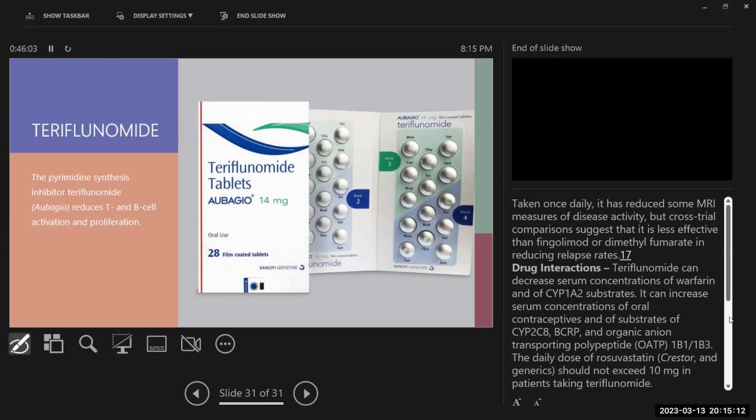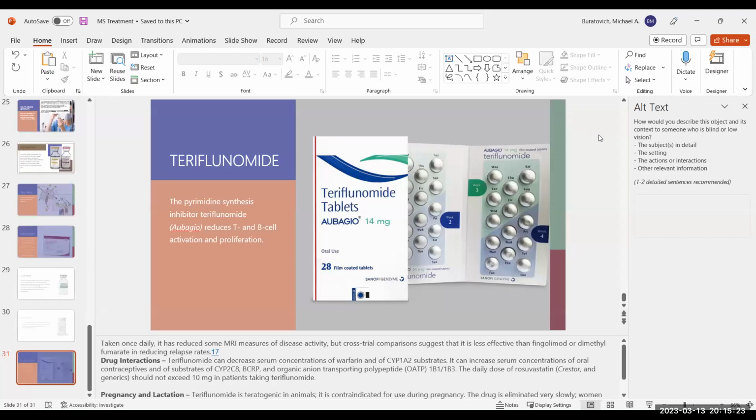You might want to take note that if someone gets COVID-19, they are at higher risk of severe disease if they're on these medications. These medications do suppress the immune system. So that's something to keep in mind. Any questions about the MS medications? They are complicated.